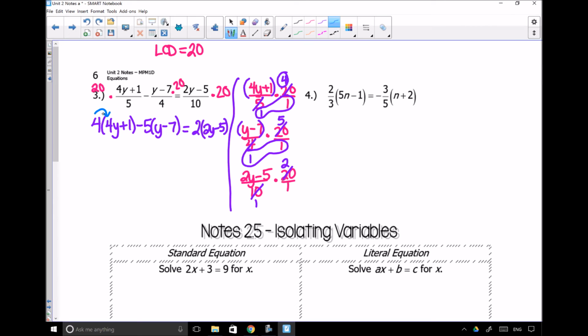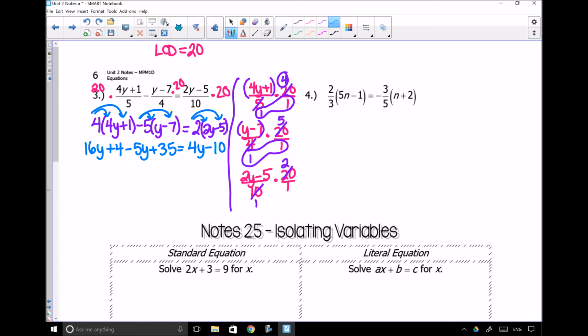So if I have numbers on the outside of my brackets, I want to go through and distribute them. So 4 times 4y is 16y, and 4 times 1 is 4. And then negative 5 times y is negative 5y, and negative 5 times negative 7 becomes positive 35. And then 2 times 2y right here gives me 4y, and then 2 times negative 5 is minus 10.